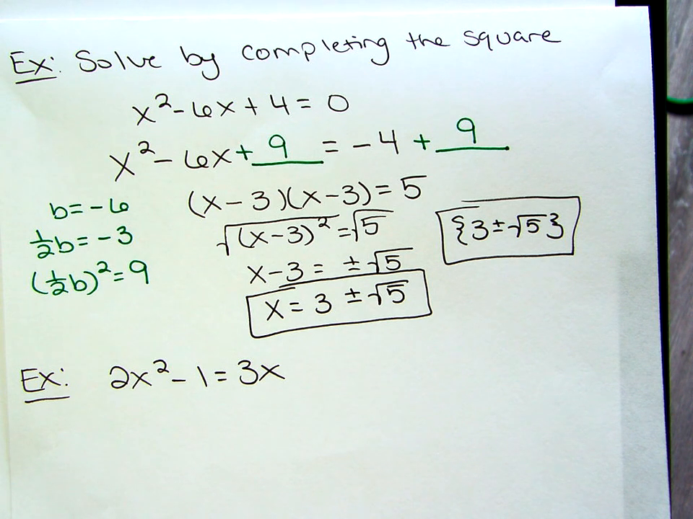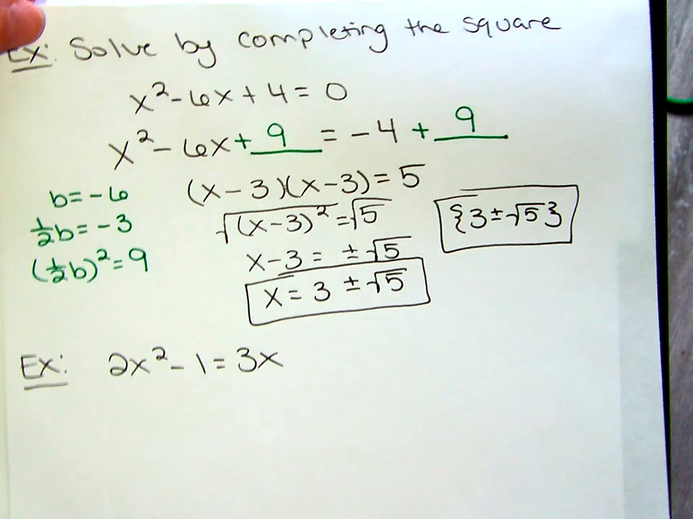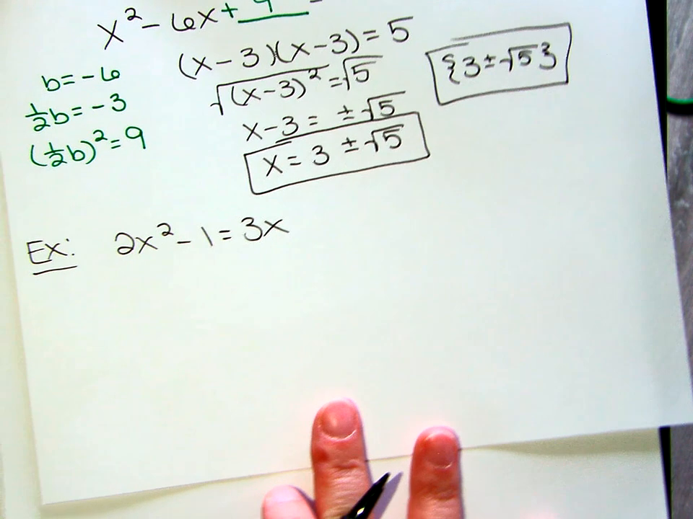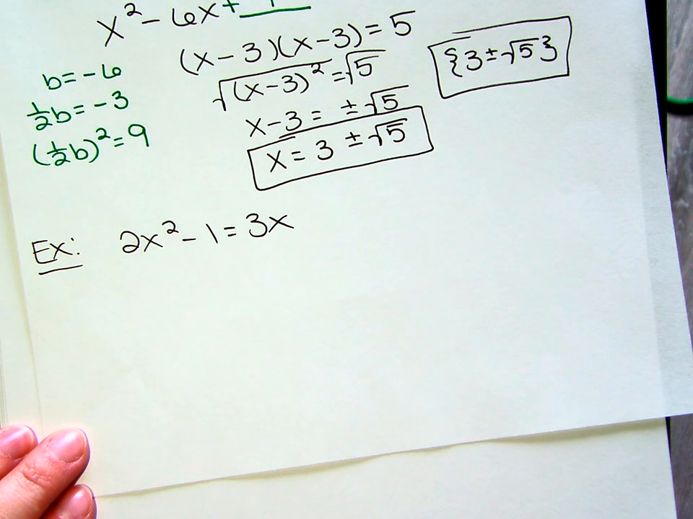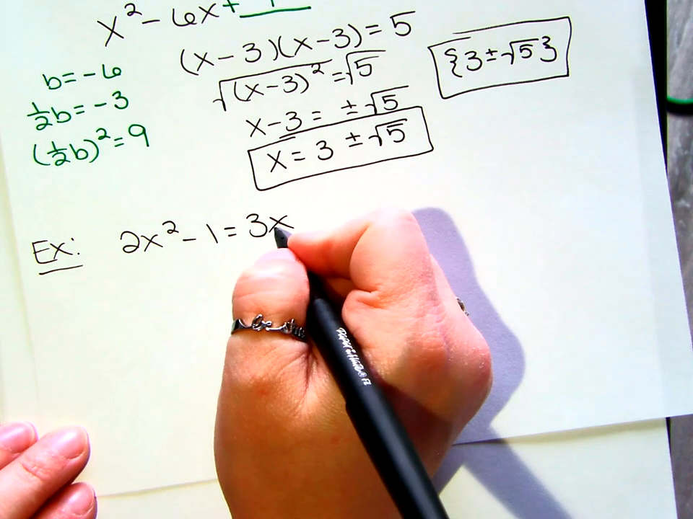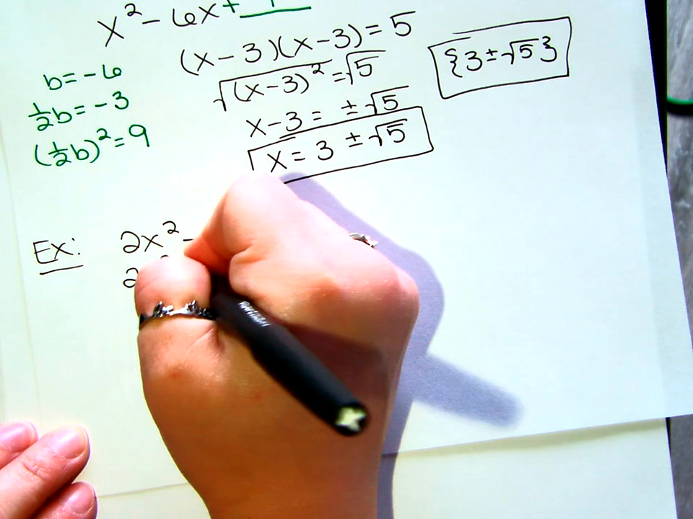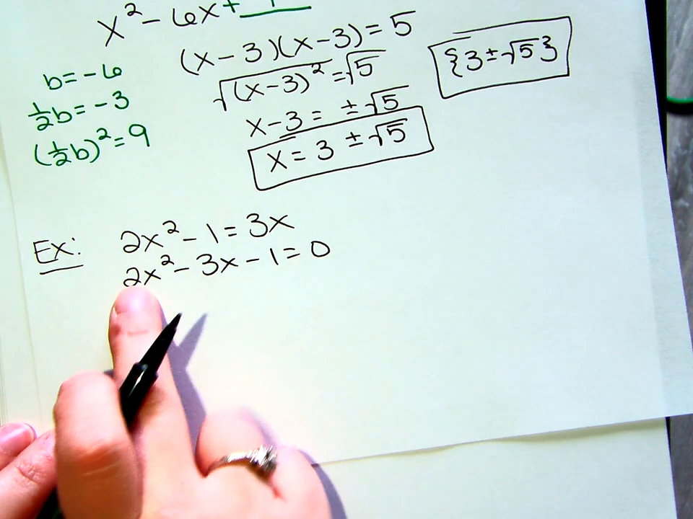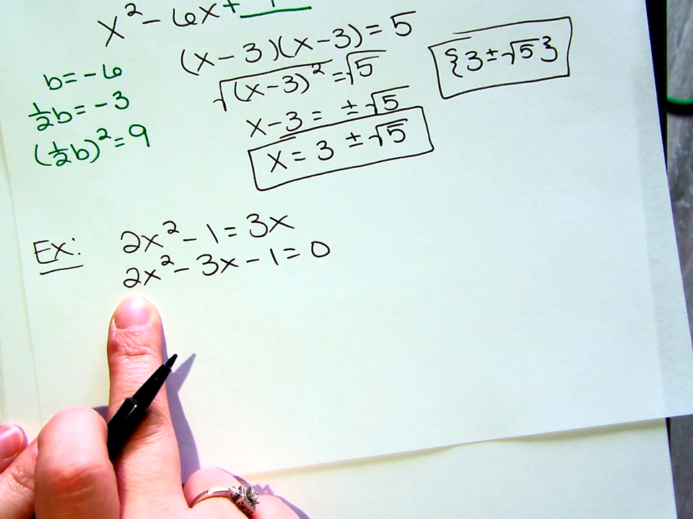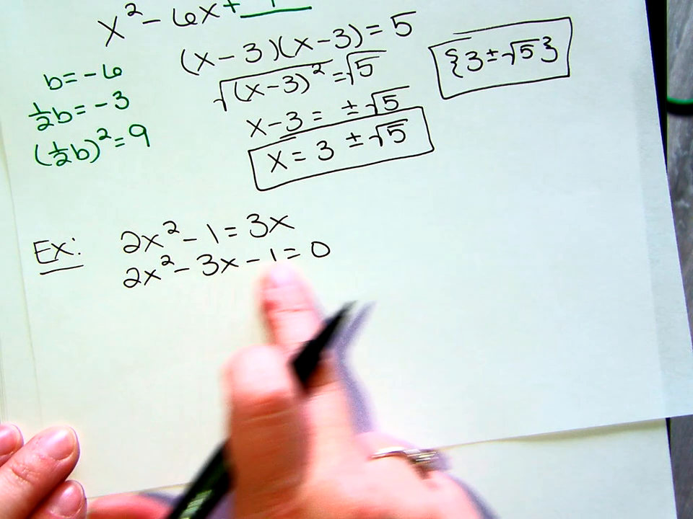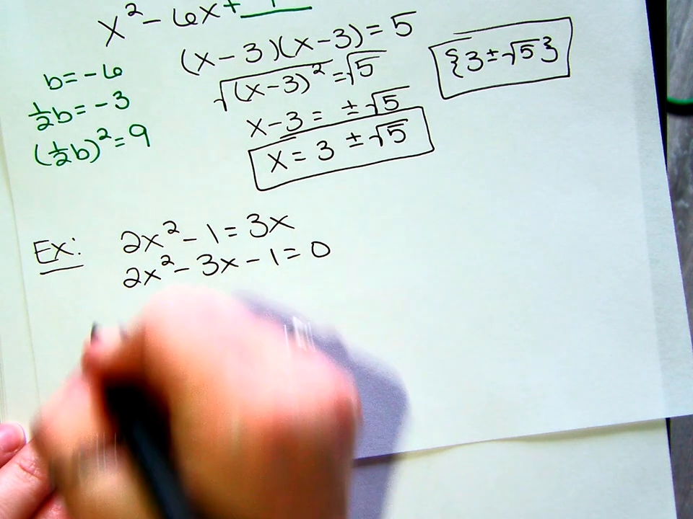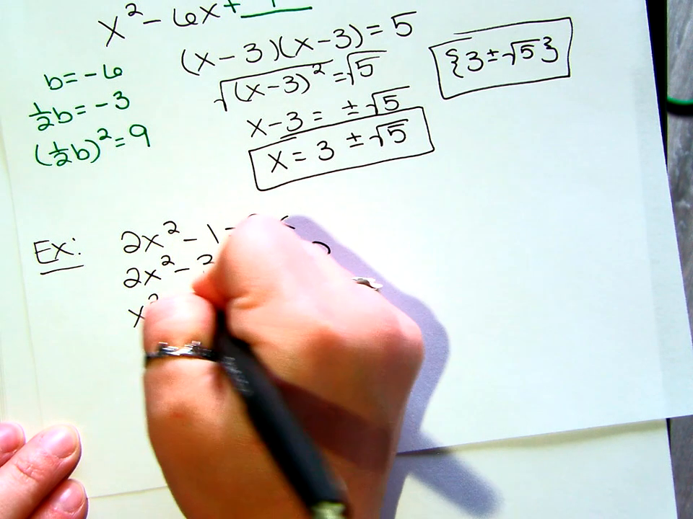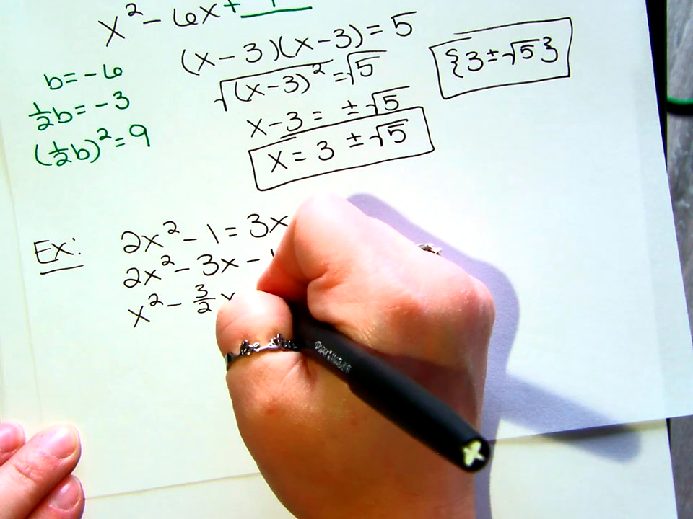So let's do another one. We're going to do 2x squared minus 1 equals 3x. This is not written in ax squared plus bx form or anything like that. So what I'm going to do is move this over. So I have 2x squared minus 3x minus 1 equals 0. Now, my a in this case is not 1. It's 2. So I need to divide every single term by 2, so that I have x squared minus 3 halves x minus 1 half equals 0.